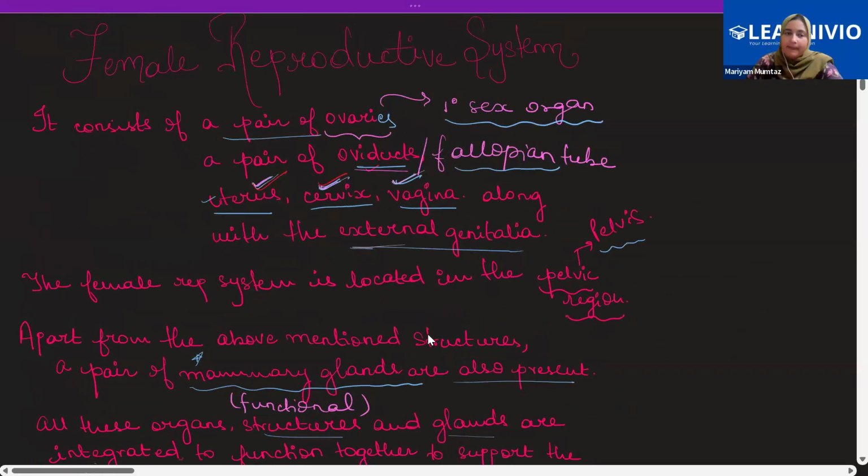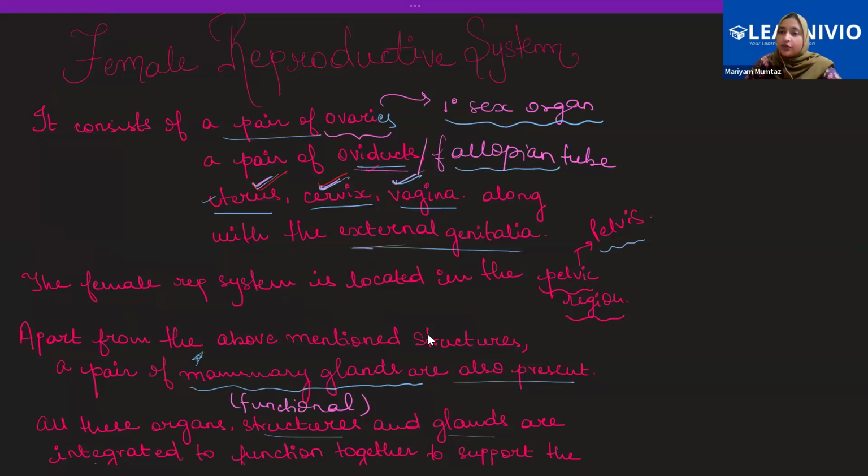Now, the female reproductive system again contains a primary sex organ, that is a pair of ovaries. Inside the ovaries, the ova, that is the egg, which is the female gamete, will be made. Apart from that, there is a pair of oviducts, which is also called the fallopian tube. Furthermore, there is the uterus, the cervix, the vagina, along with the external genitalia found in the female reproductive system. The human female reproductive system is also found in the pelvic area, just like the human male reproductive system is.